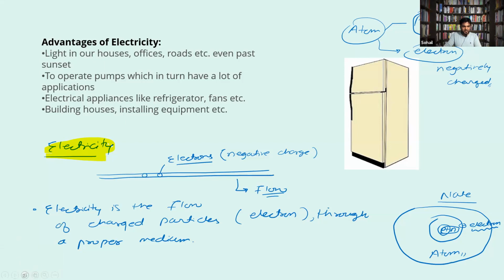Now, here I'm saying that electricity is the flow of charged particles, that is electrons, through a proper medium, commonly via the wires. Electricity is the flow of electron particles, commonly via the wires. Getting it or not?